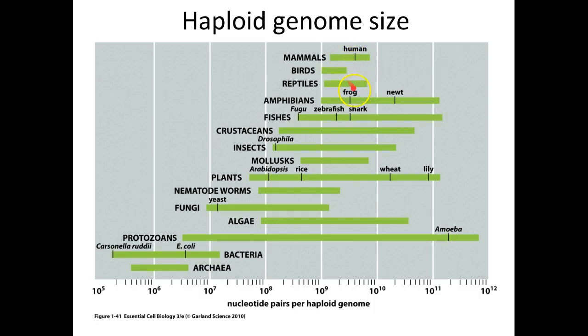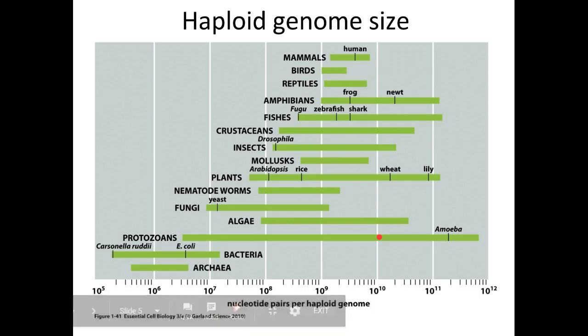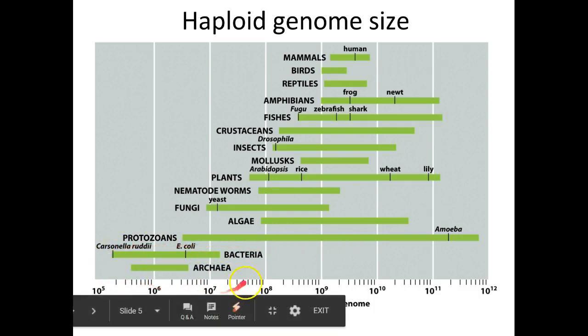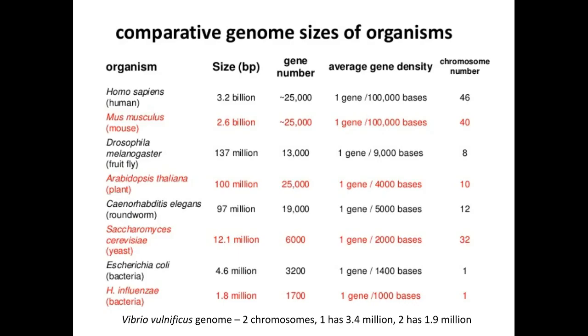Birds a little bit smaller. Amphibians are quite wide-ranging, as are the fishes. The plants are really wide-ranging, and interestingly, so are the protozoa. They have widely diverse genome sizes, even though they are single-celled critters. So bacterial genomes tend to be much smaller on average than eukaryotic genomes. That's the take-home message from this slide.